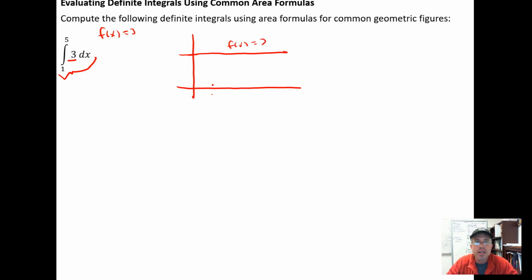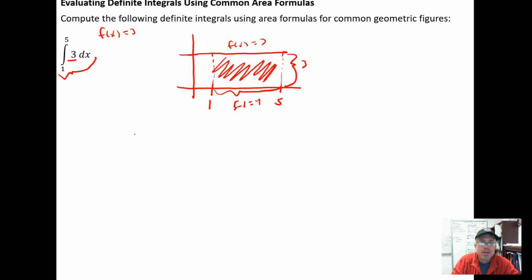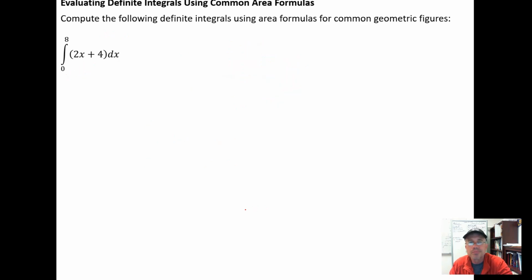And then if you're integrating over the closed interval from 1 to 5, what you want to recognize is that that's going to give you a rectangle. You want the area of that rectangle. What is the height of that rectangle? Well, the height of it is 3, and the width of it is 5 minus 1, which is 4. So the integral from 1 to 5 of 3 dx is just going to be the area of that rectangle, which has a width of 4 and a height of 3, which equals 12 square units.